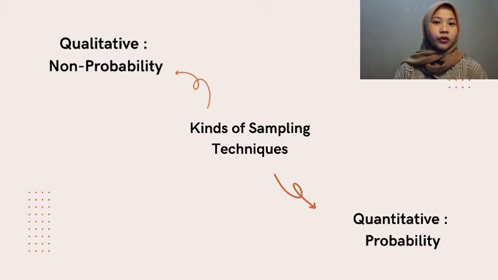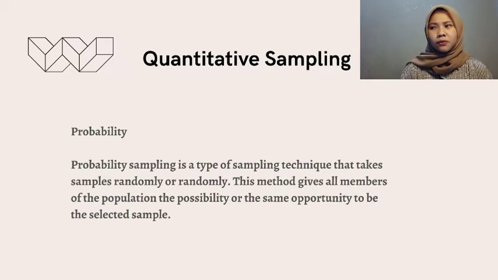And here I would like to give you the material about kinds of sampling technique. Literally, in kinds of sampling technique, there is qualitative and quantitative. For the qualitative it is non-probability, and for the quantitative it is probability. Here, I would like to share with you about quantitative sampling. In quantitative sampling, it is probability. What is probability? Of course, probability sampling is a type of sampling technique that takes samples randomly, and this method gives all members of the population the same opportunity to be selected as a sample.